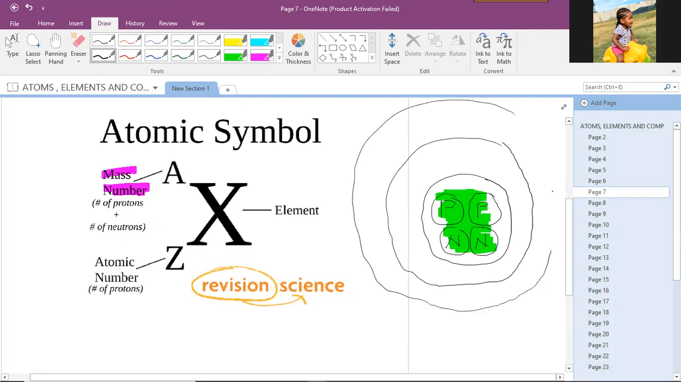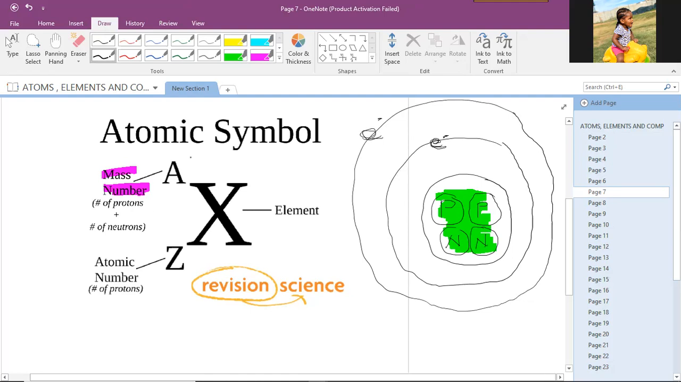Electrons are simply there to take part in chemical reactions. What's in the nucleus does not move. The nucleus does not take part in any chemical reactions within an atom. What takes part in chemical reactions are these electrons.